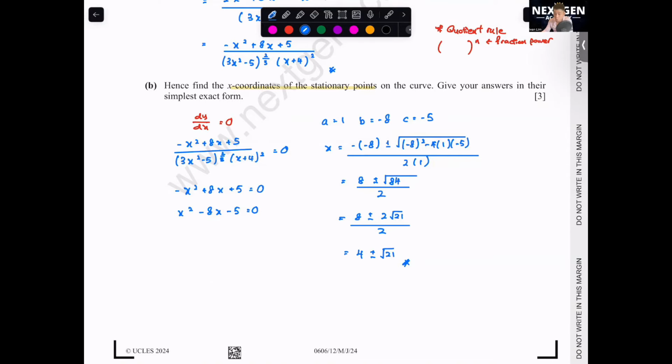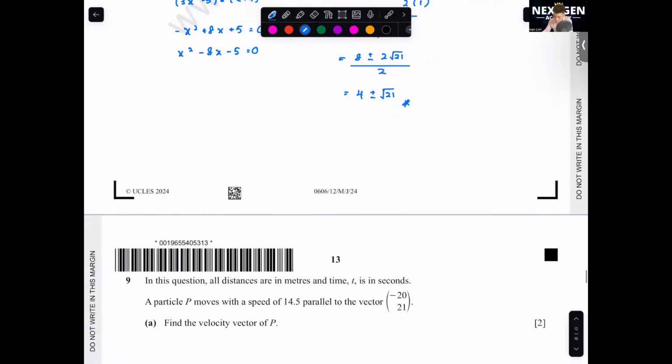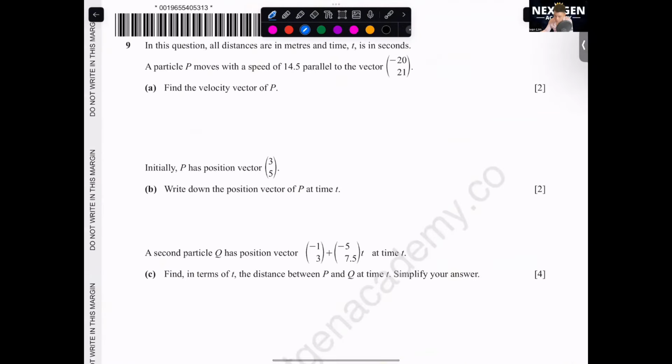All right, let's move on to question 9. In this question, all distances are in meters and time in seconds. Particle P moves with a speed of 14.5 parallel to the vector negative 20, 21. Find the velocity vector of P. Velocity vector means, how do you find velocity if they give you speed and direction? I want you to remember this formula. If you see the official mark scheme for this, you might get a little bit confused, wondering how did they derive this formula here?